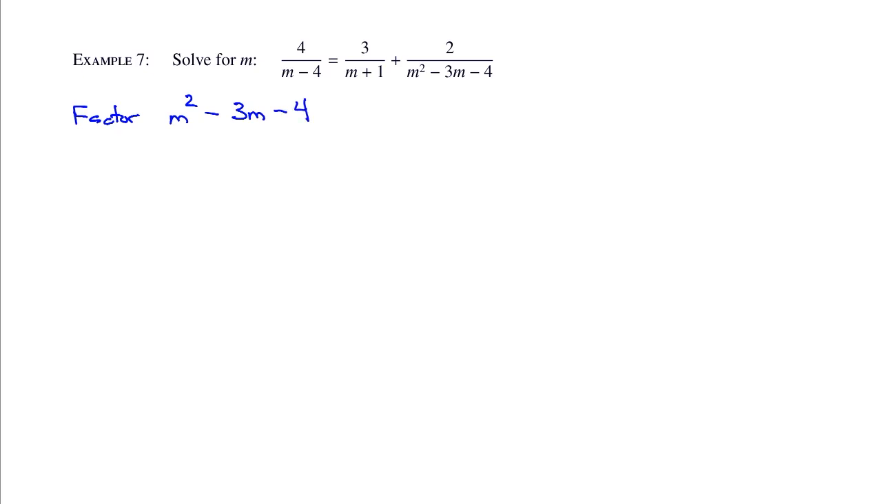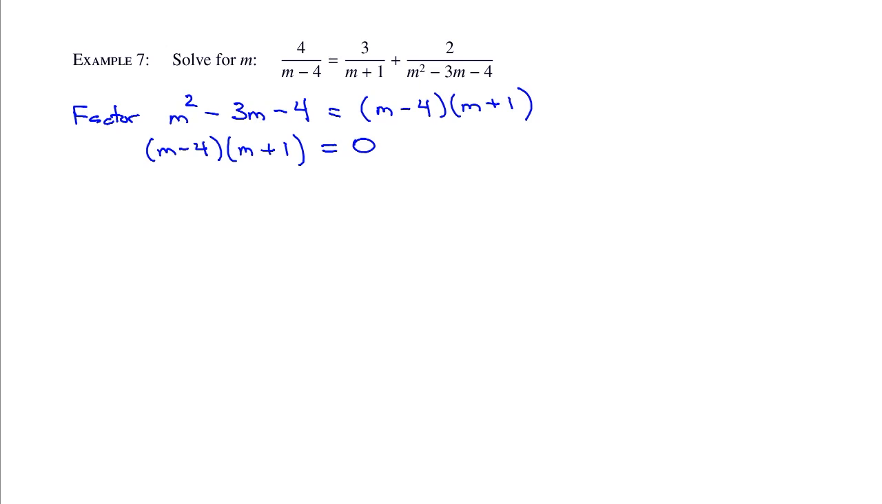So m squared minus 3m minus 4 factors as m minus 4 times m plus 1. And that's also the two denominators from the other parts of the fraction. We're going to set this equal to 0 to find our restricted values.